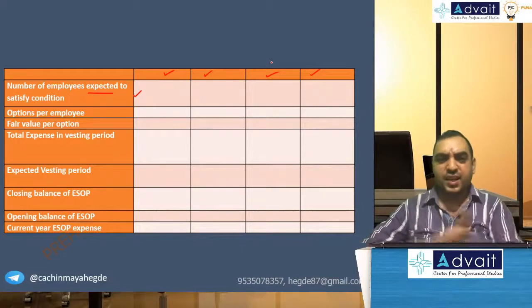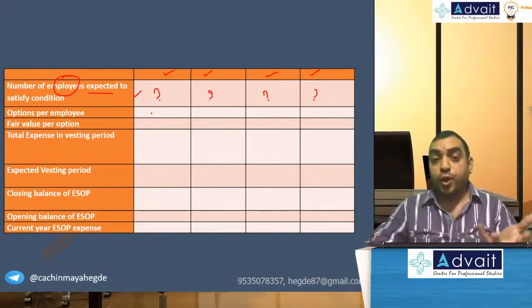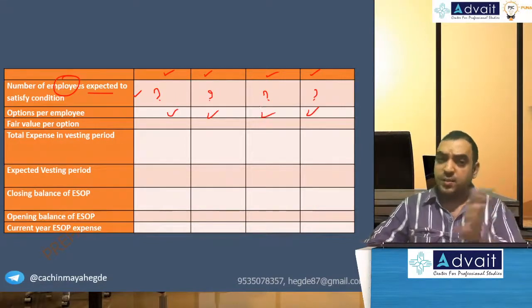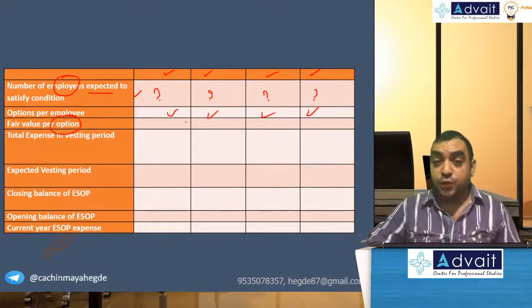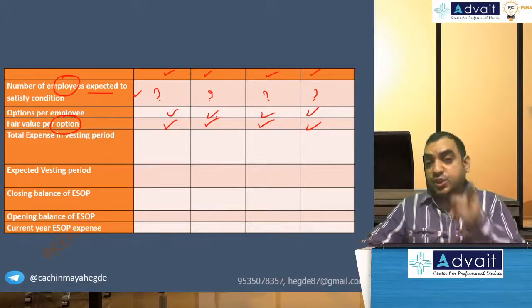You keep writing it in the number of columns. Number of employees you expected, which can change every year. Okay, options per employee. Every employee can become 100 options, 50 options. It can also change every year, but usually remains the same. Fair value per option. If it is in the nature of equity, that remains the same. But if in the nature of debt, this will change every year.